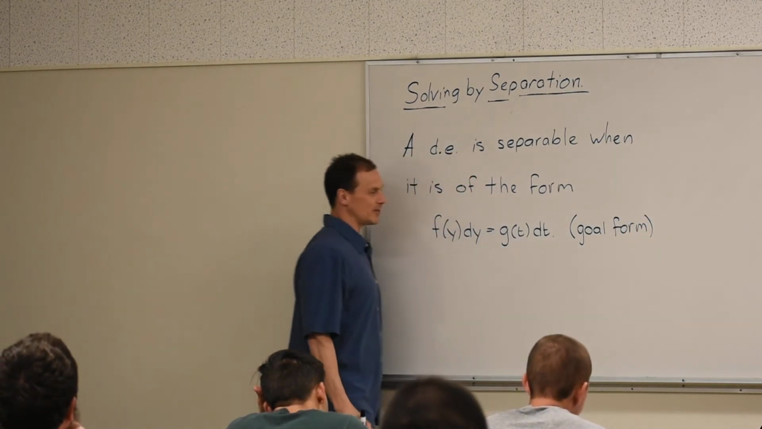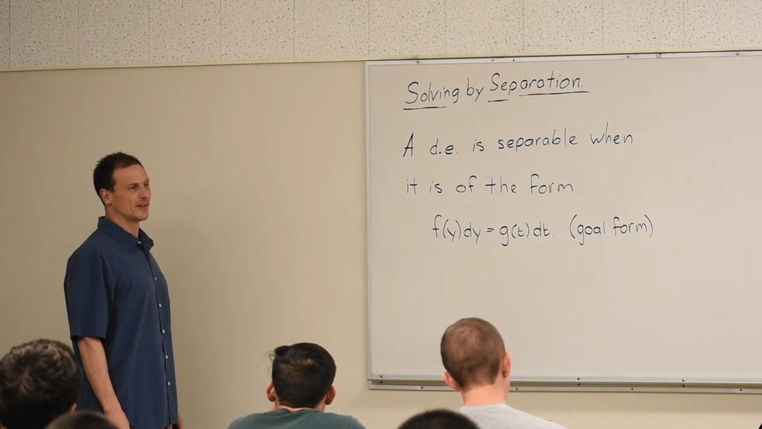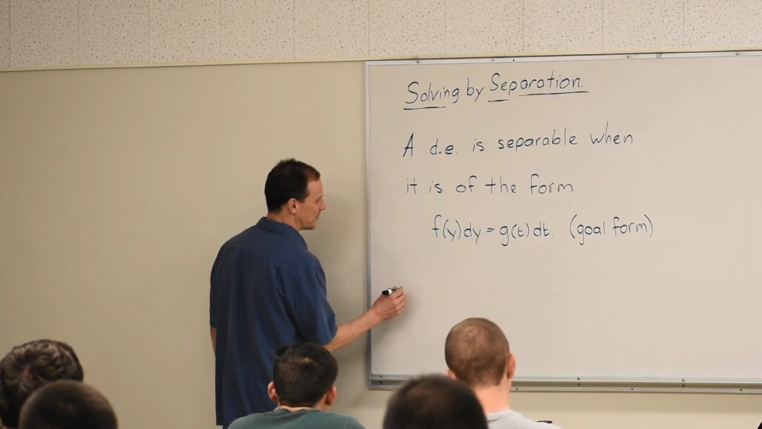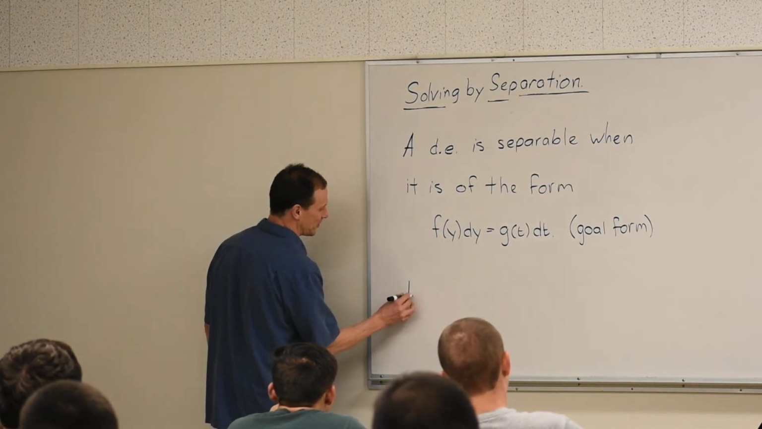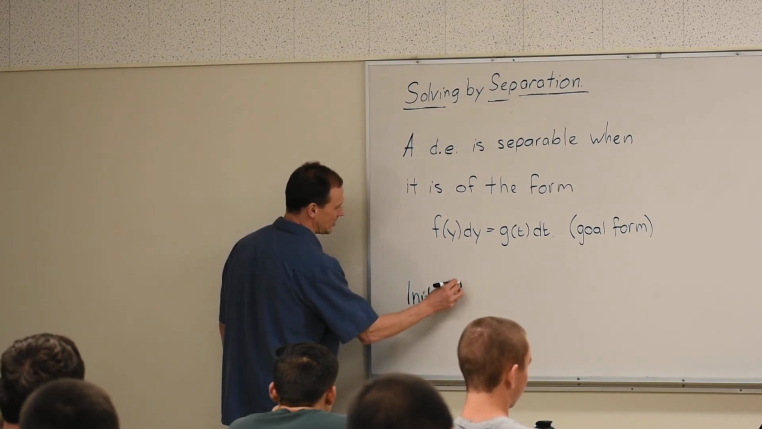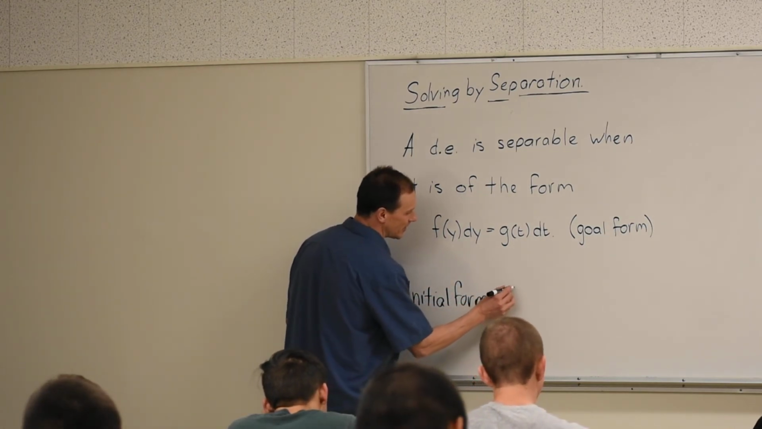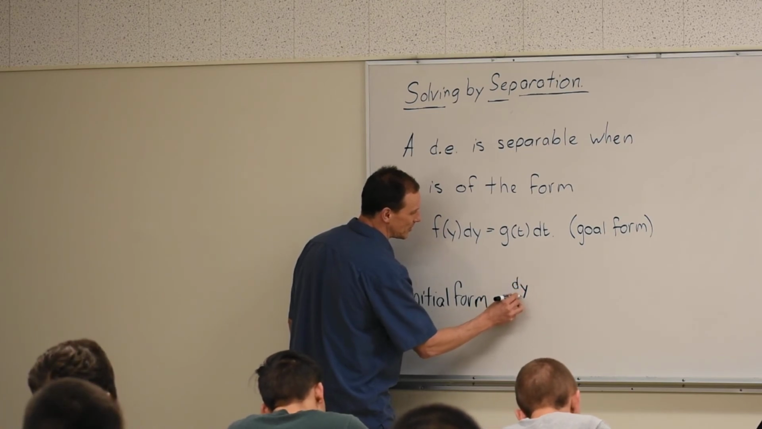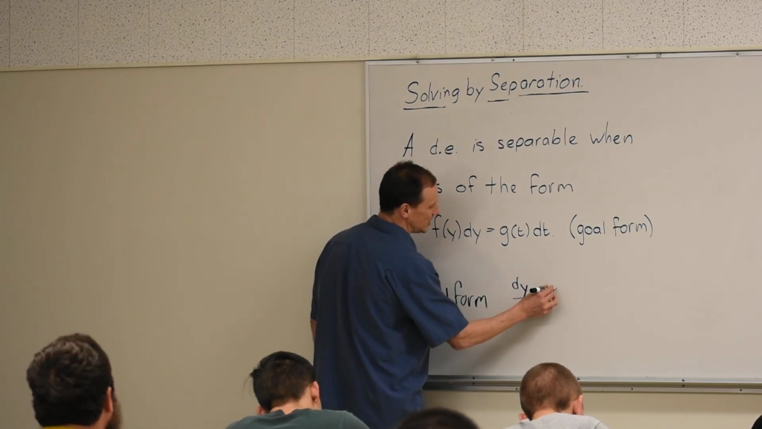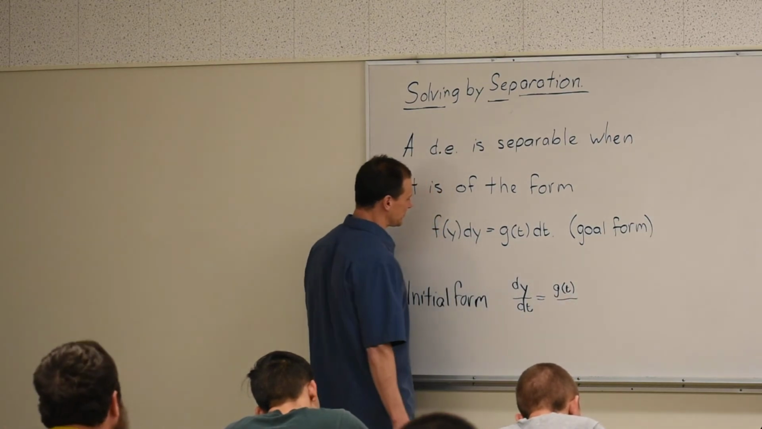But a simple bit of algebra will give you the form that you're usually first greeted with. Initial form. It usually looks like this, because remember, a differential equation is about a derivative, dy dt equal to g of t over f of y.